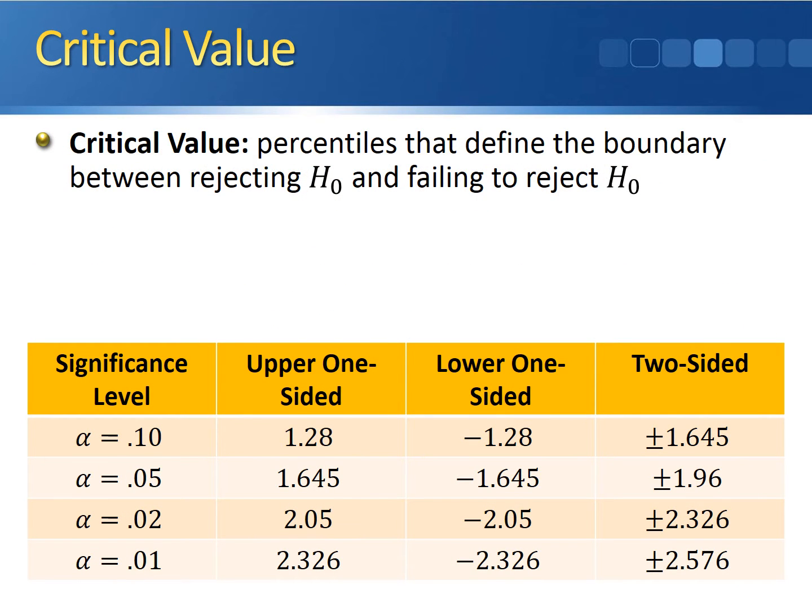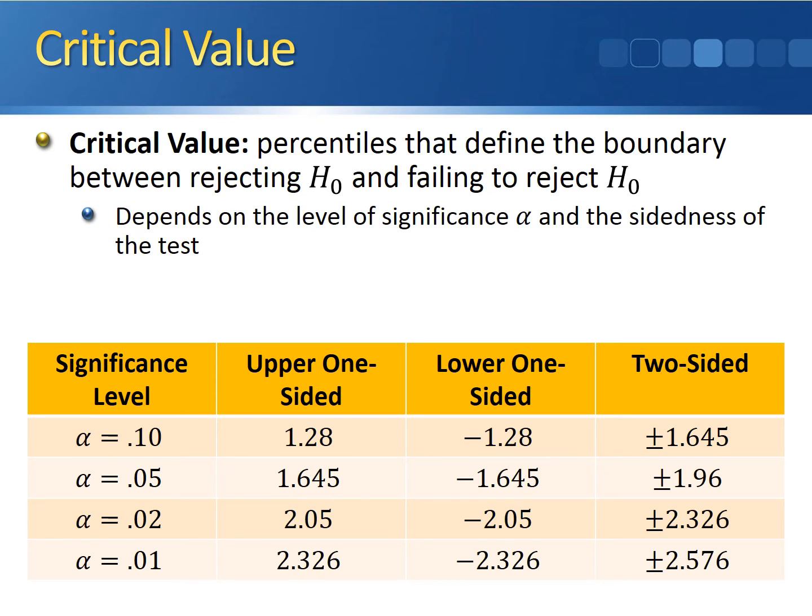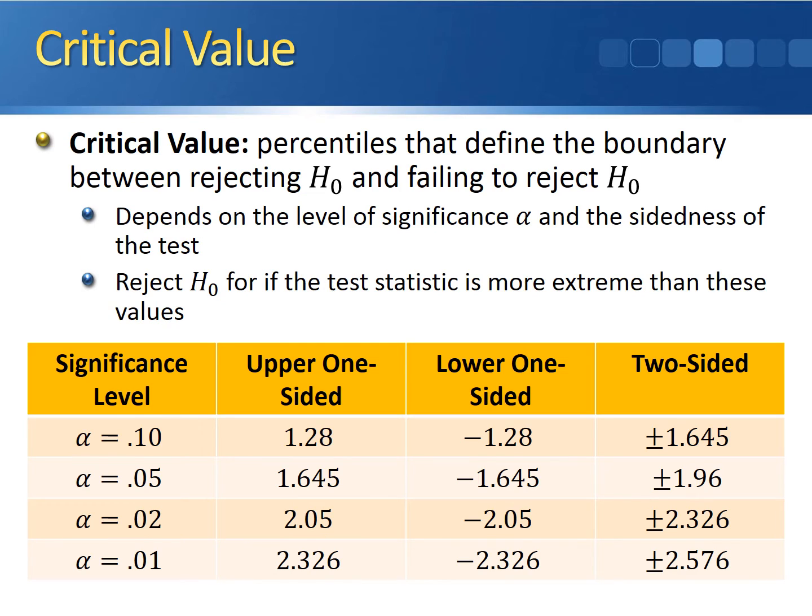Critical values are percentiles that define the boundary between rejecting the null hypothesis and failing to reject the null hypothesis. They depend on the level of significance as well as the sidedness of the test. We reject the null hypothesis if the test statistic is more extreme than these values. This chart summarizes the critical values for the 3 different types of tests at 4 different levels of significance.